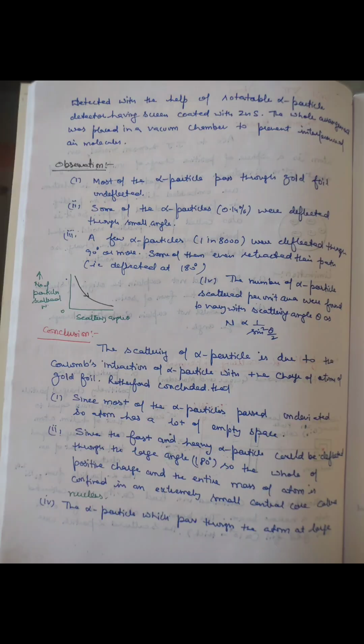Alpha particle is a positively charged particle having mass equal to that of helium atom and positive charge equal to twice that of an electron. In Rutherford alpha scattering experiment, a beam of alpha particle from bismuth is allowed to fall on a thin gold foil. Most of the alpha particle pass through the gold foil undeflected.